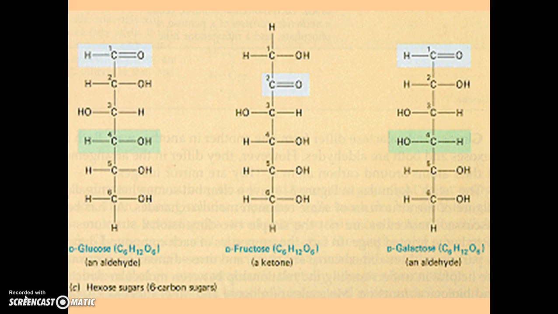So as you see here, we have glucose, fructose, and galactose in their straight chain form. Listen closely. You do not need to know the straight chain form of these monosaccharides. I have this slide here. I'm just showing you that their structure is different, right? But their molecular formula is the same, C6H12O6. Again, you do not need to know the straight chain form of these monosaccharides.